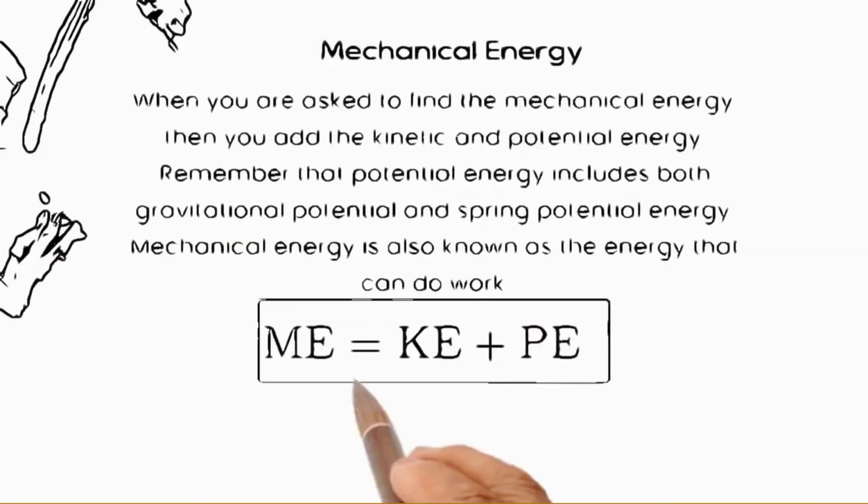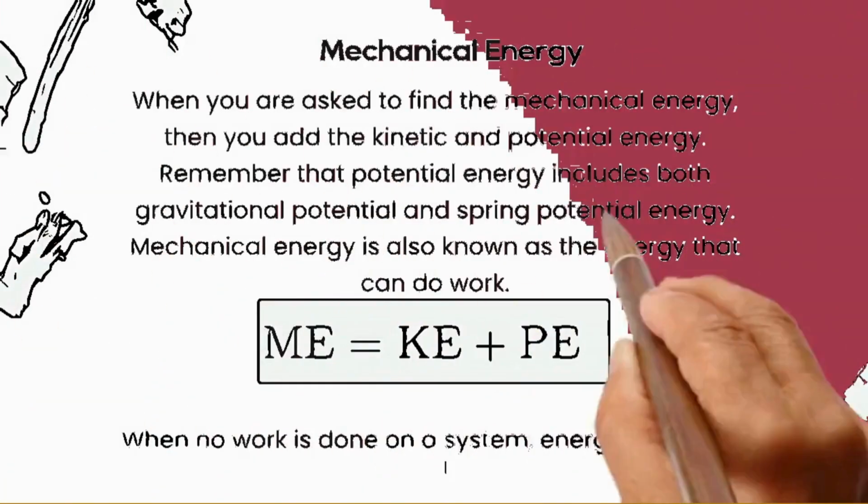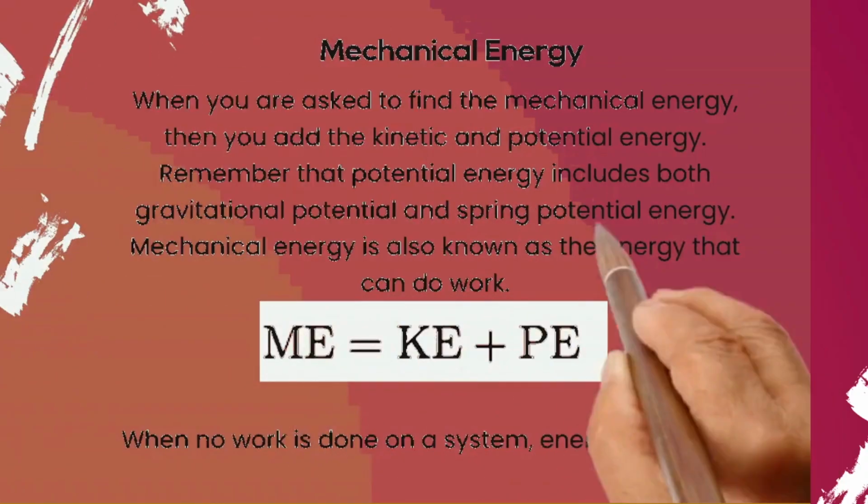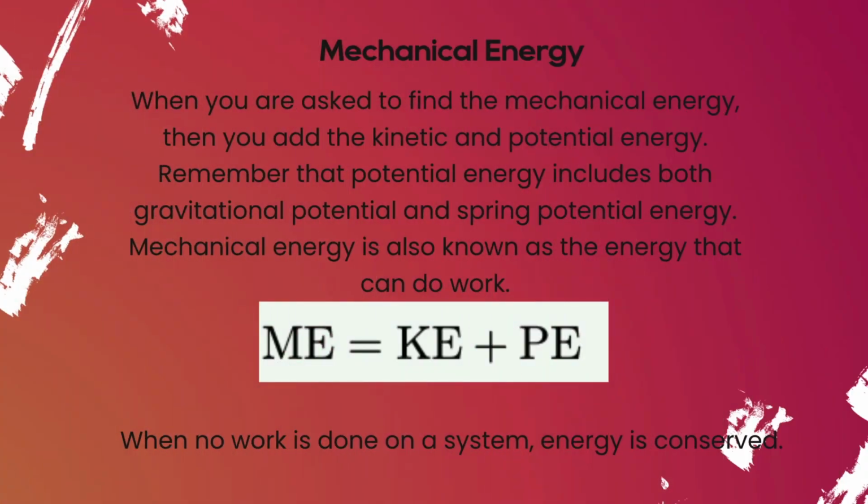Now mechanical energy. Whenever you're asked to find the mechanical energy, you only add the kinetic and potential energies, both spring and gravitational potential energies. This is important because if they ask you to find the total energy, then that's different, because that can include stuff like friction. Also note that mechanical energy is known as the energy that can do work. And when no work is done on a system, then the energy will be conserved.